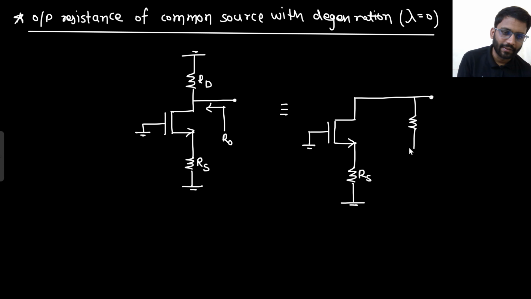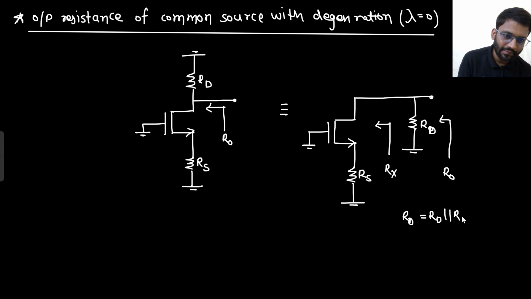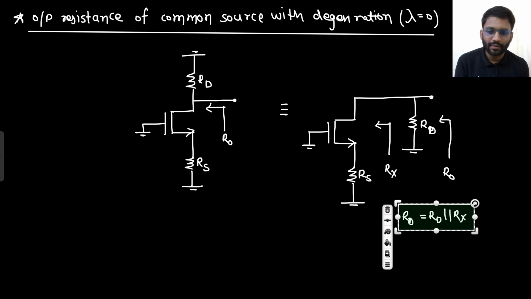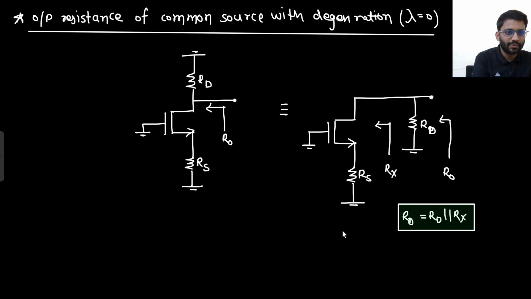This is your RD. From here, this is your RD. From here, I was calculating R0. So my R0 will be RD parallel with RX. I need to calculate the RX value. My target is to calculate the RX value.